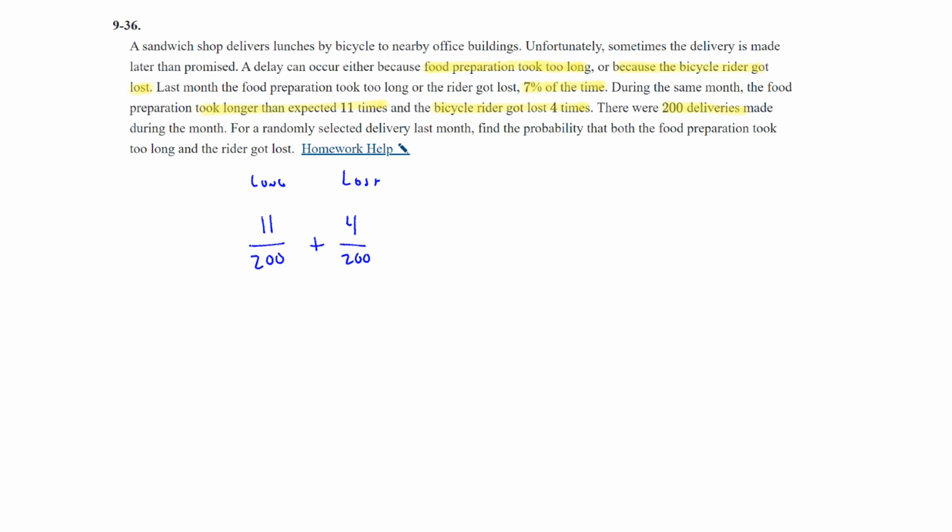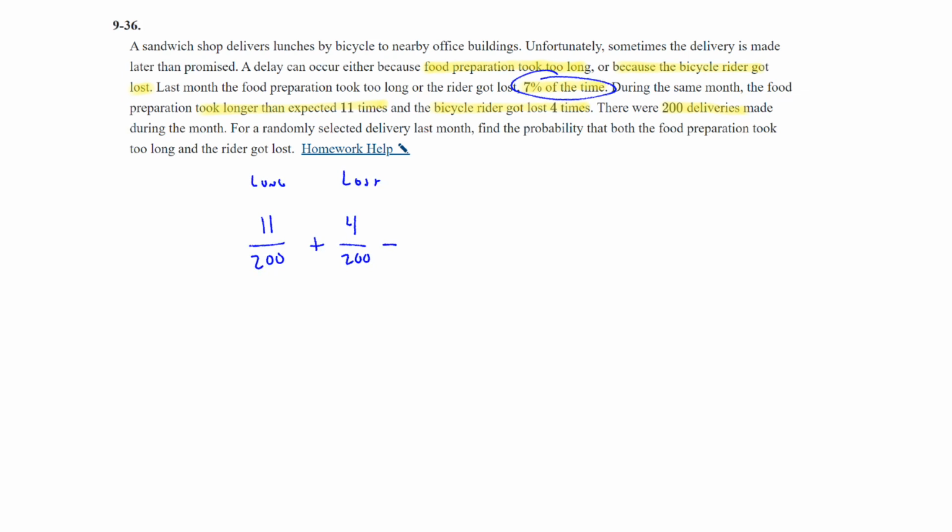Now, right up here it says 7% of the time last month the food preparation took too long or the rider got lost. So it could have happened both. The rider could have got lost and the food preparation took too long. So if you take 15 over 200 right now, you're going to get a percentage of 7.5%, which is not 7% of the time. And the reason is because it could have happened both times. So one of these that took longer could have also gotten lost, and they're mixed in there.